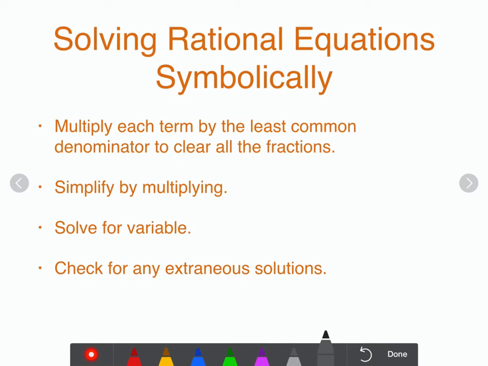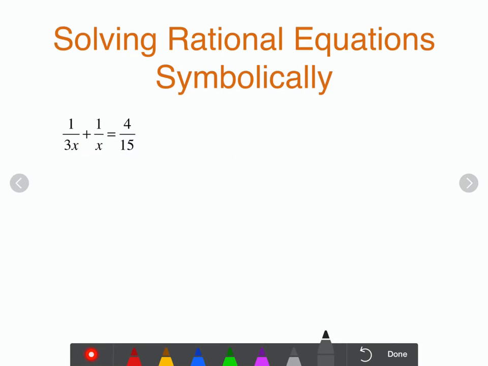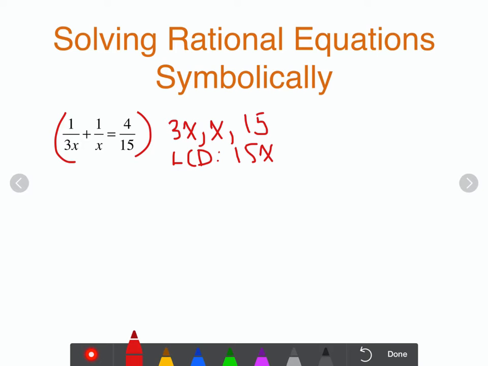If you watched some of my previous videos when we were solving proportions, we had to check for extraneous solutions there as well. Proportions are just special types of rational equations. Okay, so let's look at this first example. I have 1 over 3x plus 1 over x equals 4 over 15. If I look at 3x, x, and 15, I see that my LCD is 15x. So that's what I'm going to multiply this entire equation by.